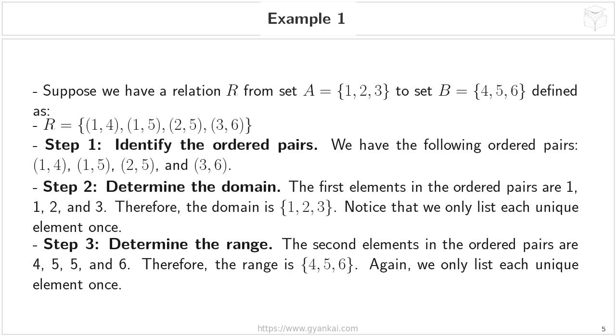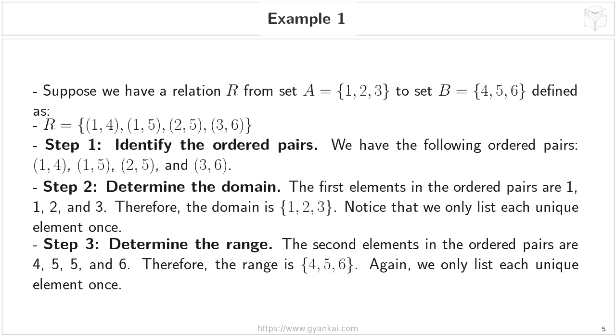Step 3. Determine the range. The range is the set of all the second elements in the ordered pairs. Looking at our ordered pairs, the second numbers are 4, 5, 5, and 6. Again, we only list each unique element once. Therefore, the range of relation R is the set containing 4, 5, and 6. We write this as {4, 5, 6}.